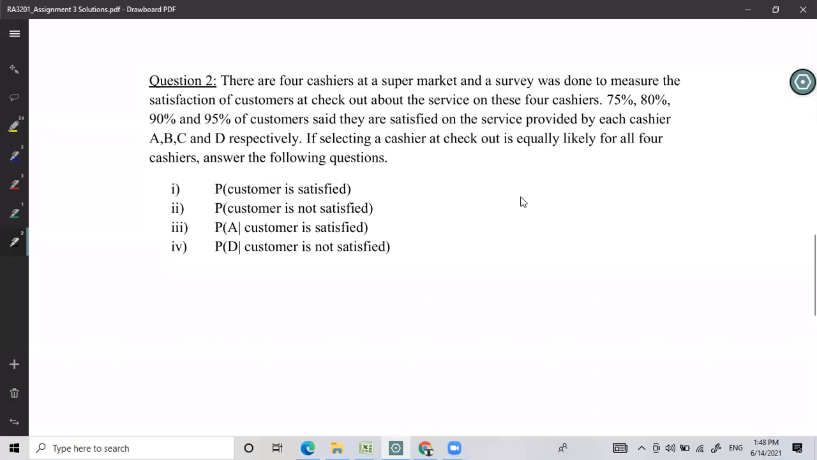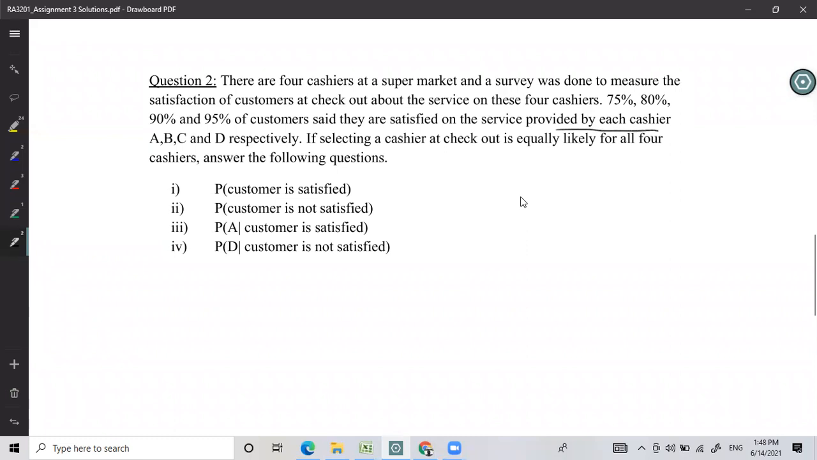So what are these 75%, 80%, 90%, 95%? Those are the customers who said they are satisfied given they got the service from A is 75%. Satisfied given the service provided by B is 80%. Okay. 90% is satisfied given the service was done by C. Okay. That is the satisfaction on the service provided by each cashier, right?